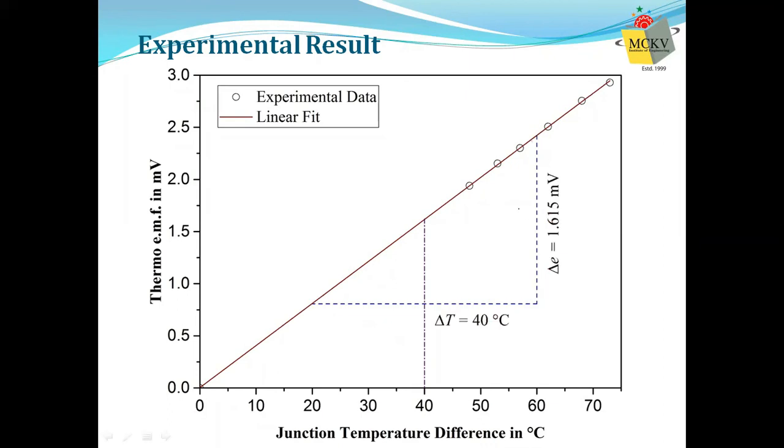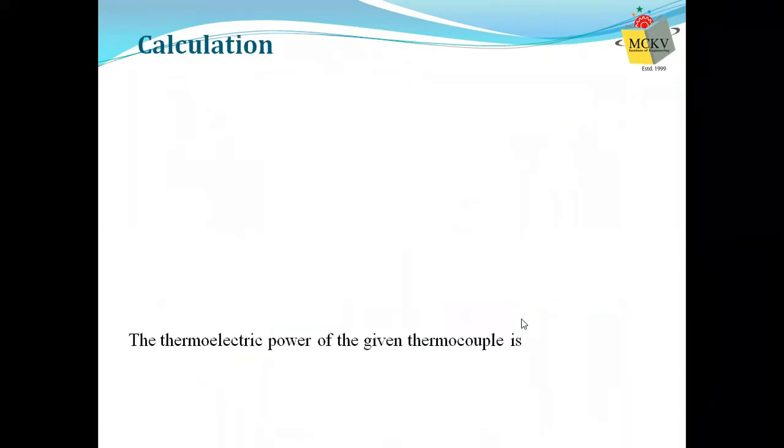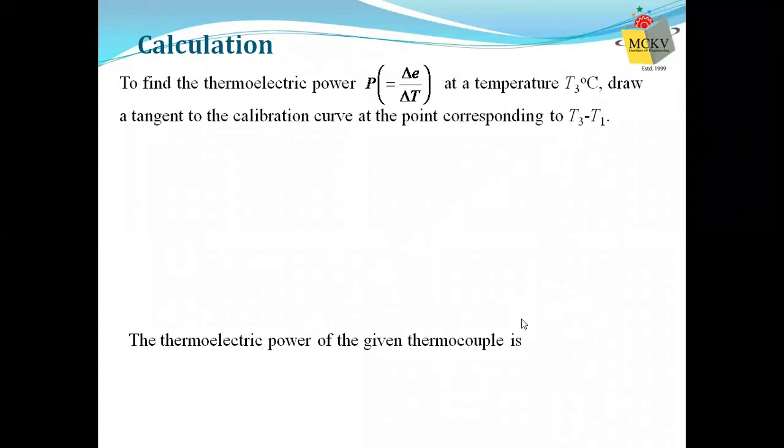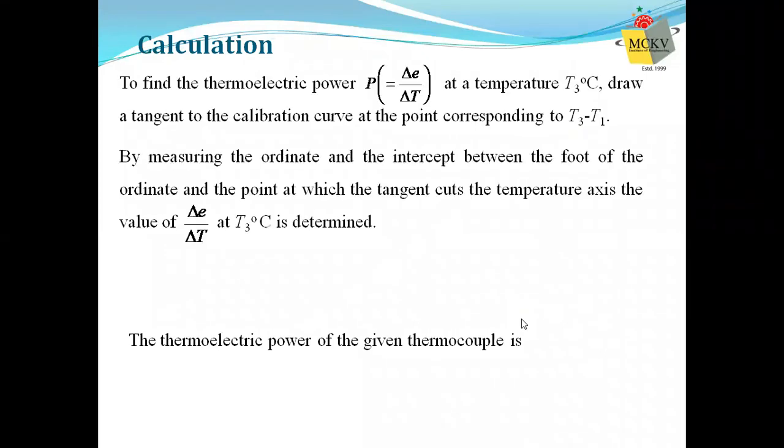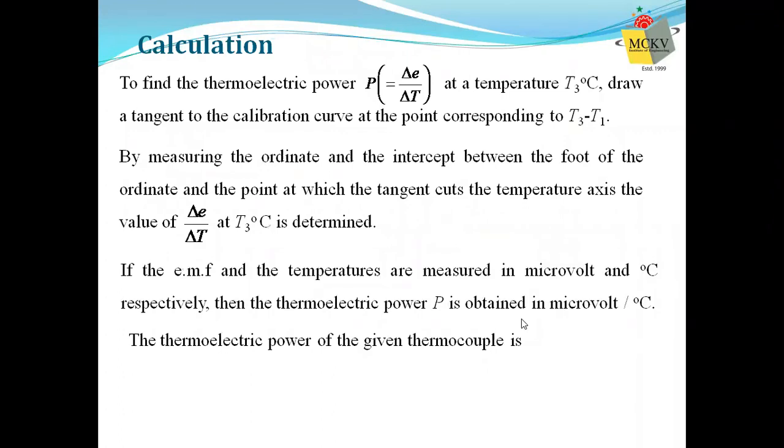So let us say this much amount of EMF is 1.615 millivolt, and this difference of temperature is 40 degrees Celsius. So the power is del E by del T from the graph, and it is 1.615 divided by 40 millivolt per degree Celsius.